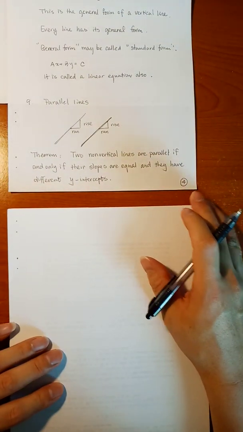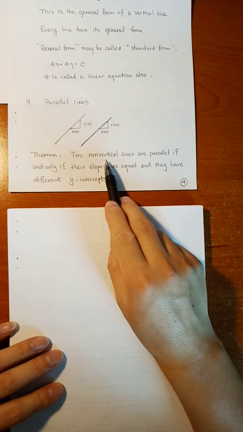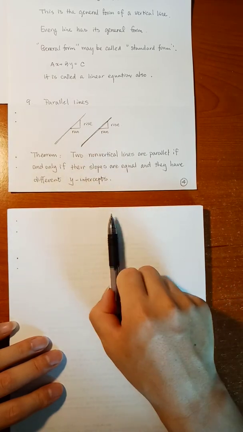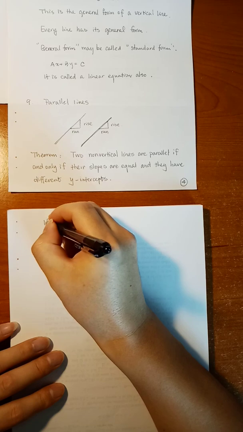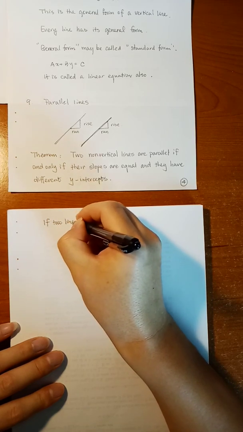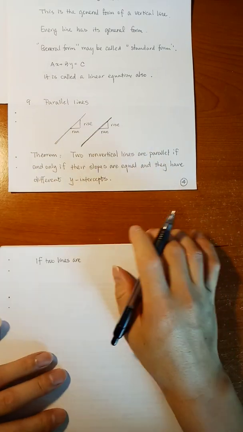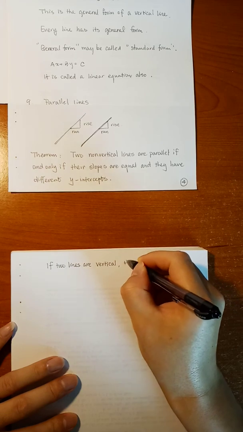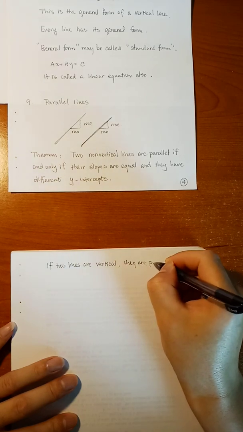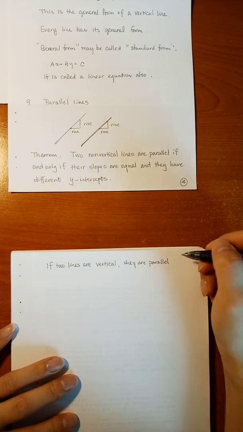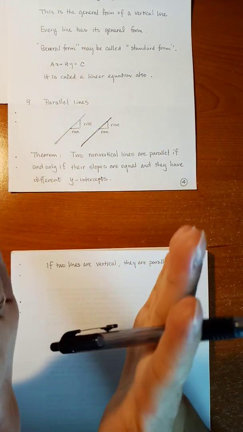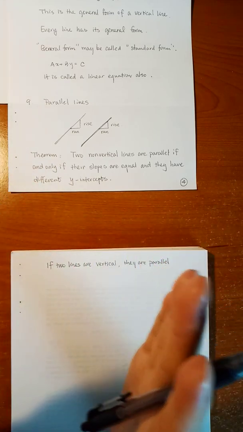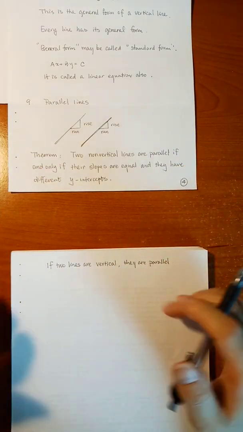Now let's do something about this example. And here, two non-vertical lines. What happens if you have two vertical lines? If you have two vertical lines, they are naturally parallel. If two lines are vertical, definitely parallel. Like you have the vertical beams. They do not intersect. Parallel means they do not intersect. Okay, so they are. You don't have to discuss.